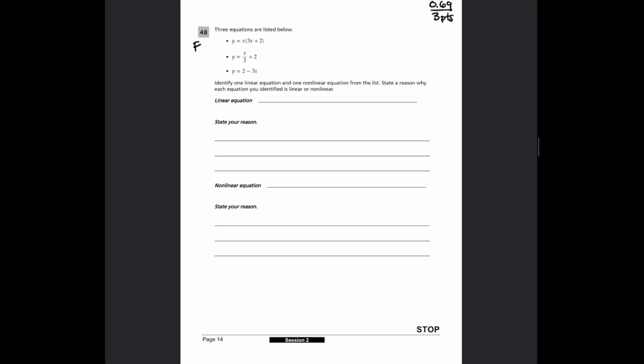3 equations are listed below. Identify one linear equation and one nonlinear equation from the list and state the reason why. How do you know? So the first one I'm going to do is look for linear. I want to write these in y equals mx plus b form. So my first one, I'm going to distribute the x and I get y is equal to 3x squared plus 2x.